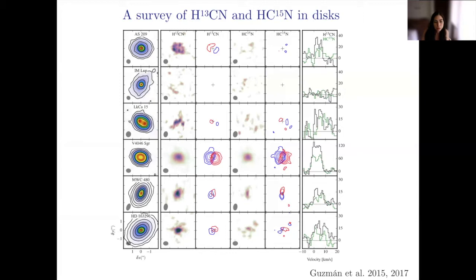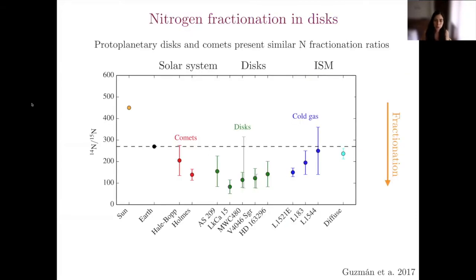So here are the resulting disk average fractionation ratios that we measured for these disks. They all have very similar fractionation levels, and these levels are actually pretty similar to what you find in comets, all around between 100 and 200. So these results are consistent with the inheritance scenario for the origins of the organics in our solar system.